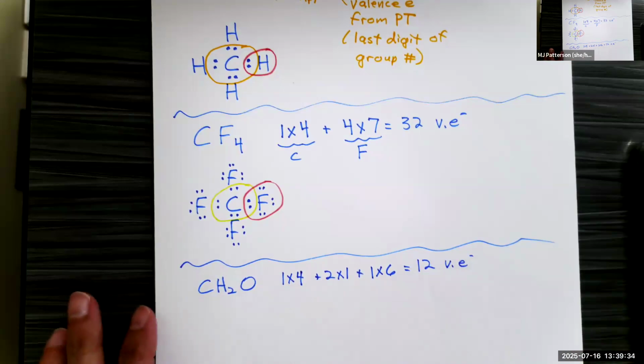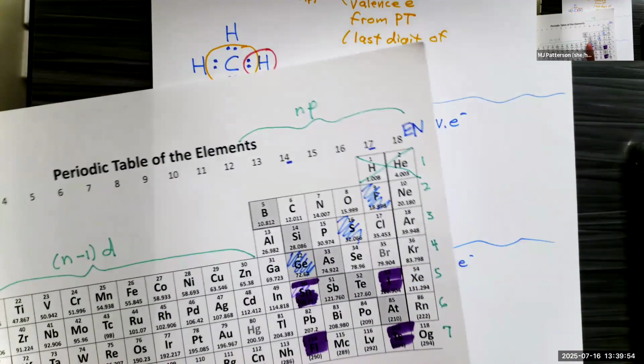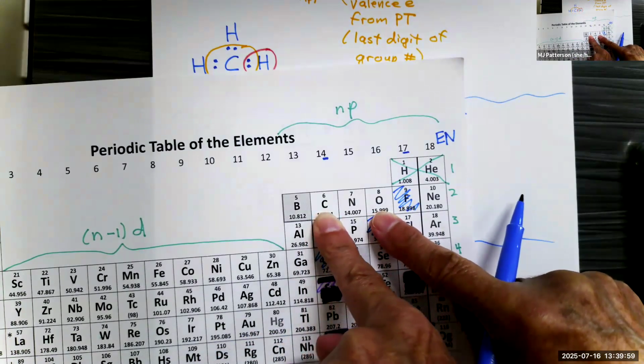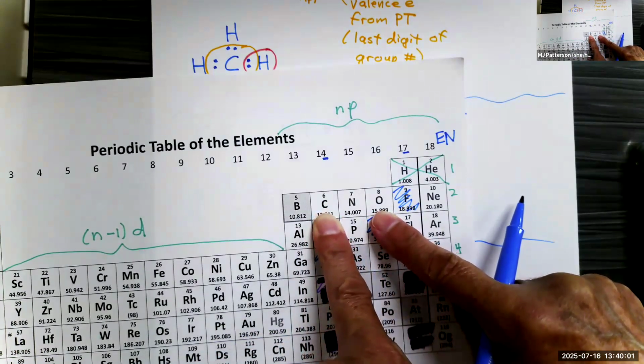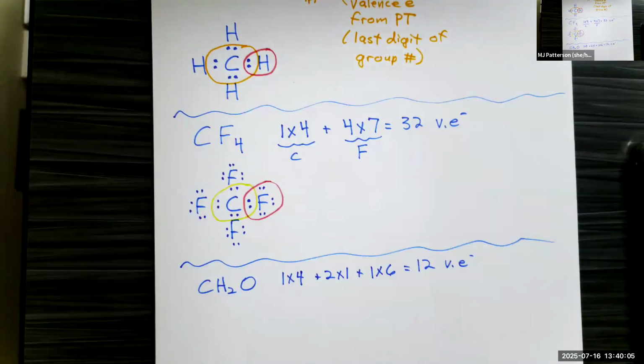Which element should be in the middle? Carbon is going to be in the middle. Here's why. Hydrogen is never in the middle, because it's only going to make one bond to fill that one s orbital. So that leaves carbon and oxygen. Here's where carbon and oxygen are on the table. The one with the smallest electronegativity will go in the middle, so that means carbon will be in the middle and oxygen will be on the outside.